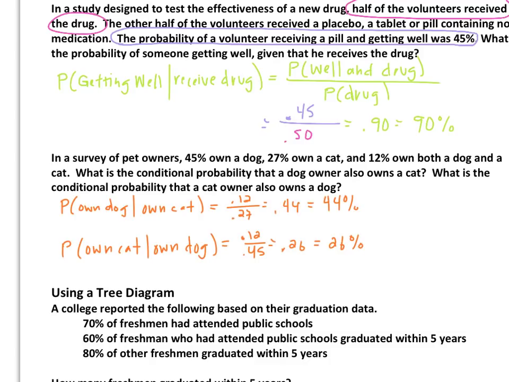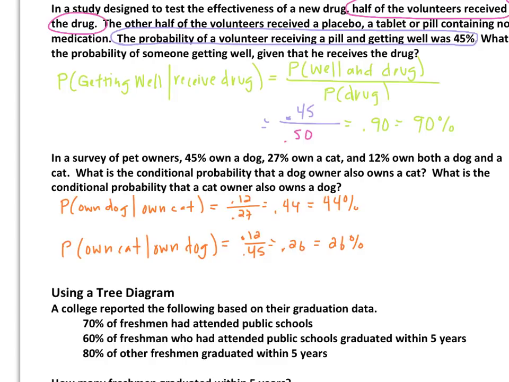All right, so this one here, we should get that the probability that you own a dog given you own a cat is 0.12 divided by 0.27, 0.44 or 44%. And the probability that you own a cat given that you own a dog is going to be 26%.